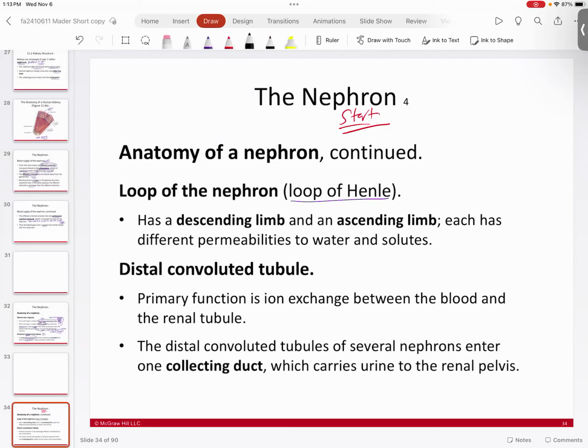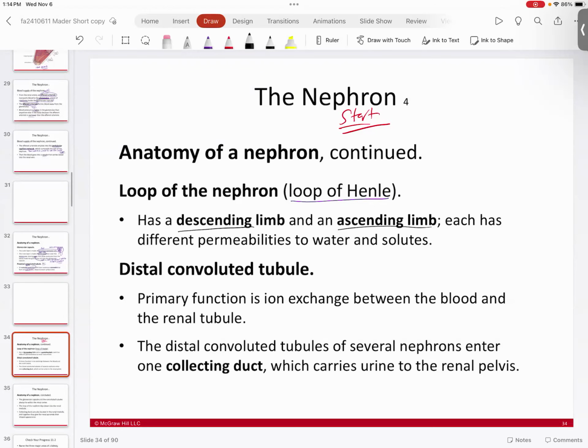And so the loop itself is not an actual circular loop, it's more like a little horseshoe turn. And so it has two different sides. It has a descending limb and it has an ascending limb. And the permeabilities of these two limbs are different from each other to water and solutes. And then from the loop itself, you'll move into the distal convoluted tubule.